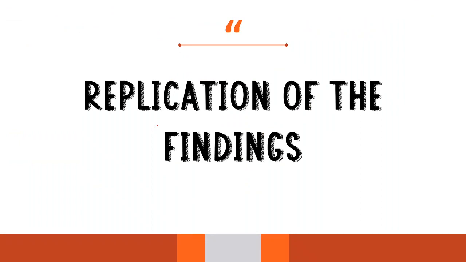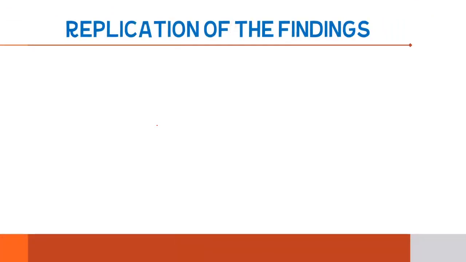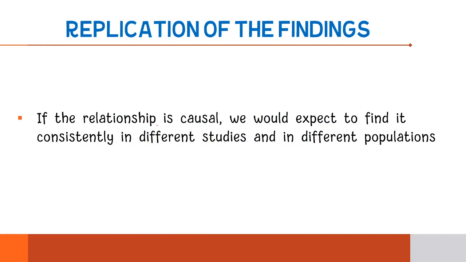Next is the replication of the findings. Now, if the relationship is causal, we would expect to find it consistently in different studies and in different populations. Now, replication of findings is particularly important in epidemiology. If an association is observed, we would also expect it to be seen consistently within subgroups of the population and in different population unless there is a clear reason to expect different result.